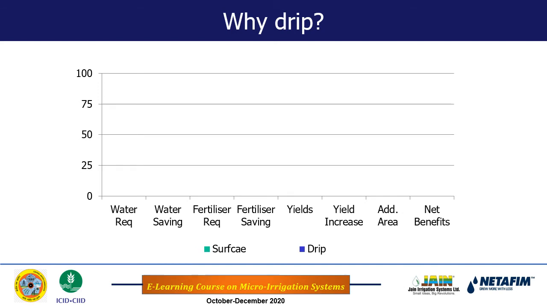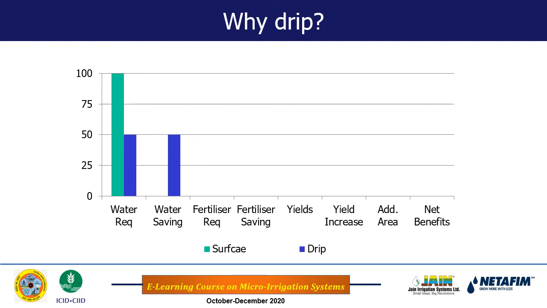Okay, the histograms that will be shown are in two colors. Green color is for surface irrigation, and blue color is for the drip irrigation method. So let us first see the water requirement. In case of the surface irrigation method, if we need 100 units of water, then in case of the drip irrigation method, we need only 50 units of water. Thus, the drip irrigation method can save 50% of water minimum.